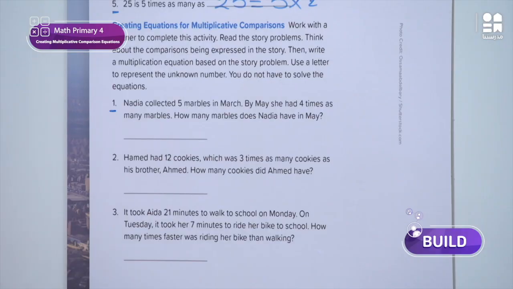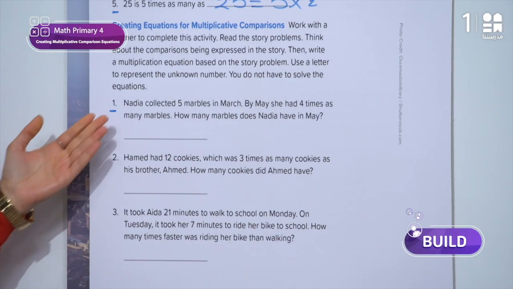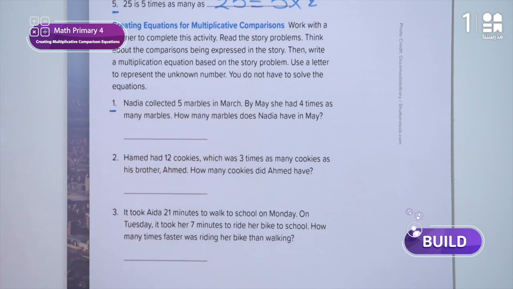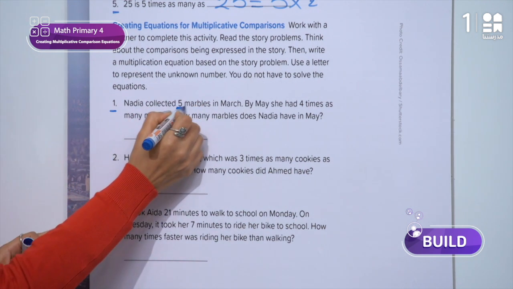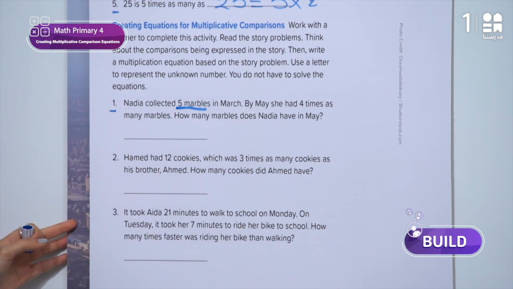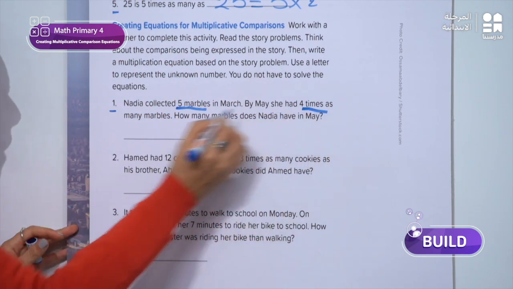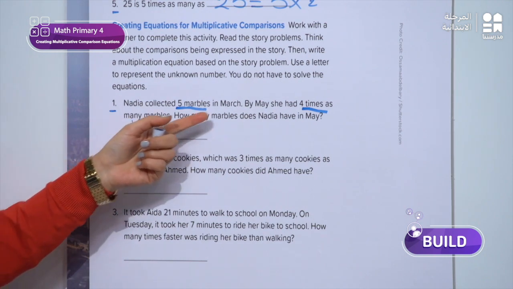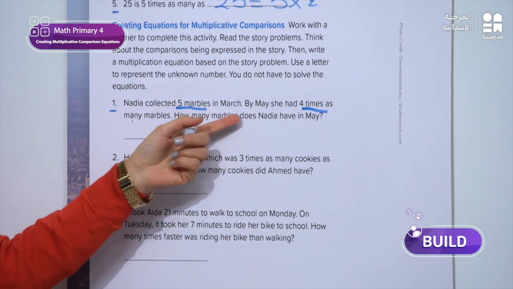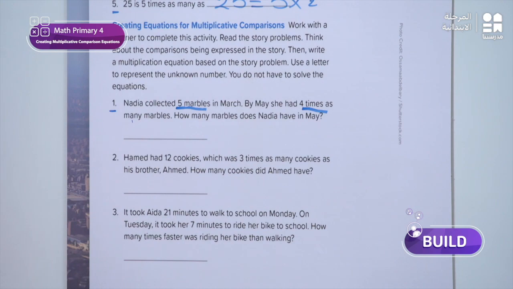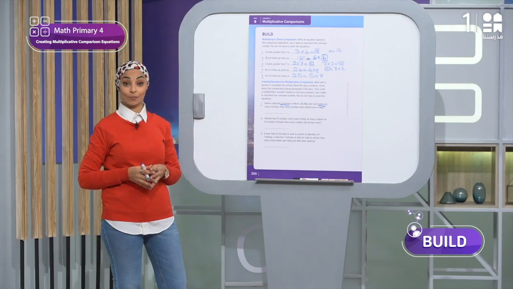Here's problem number 1. It says Nadia collected 5 marbles in March. Okay? So she collected 5 marbles in March. By May she had 4 times as many marbles. How many marbles does Nadia have in May? How many marbles does she have now in May?